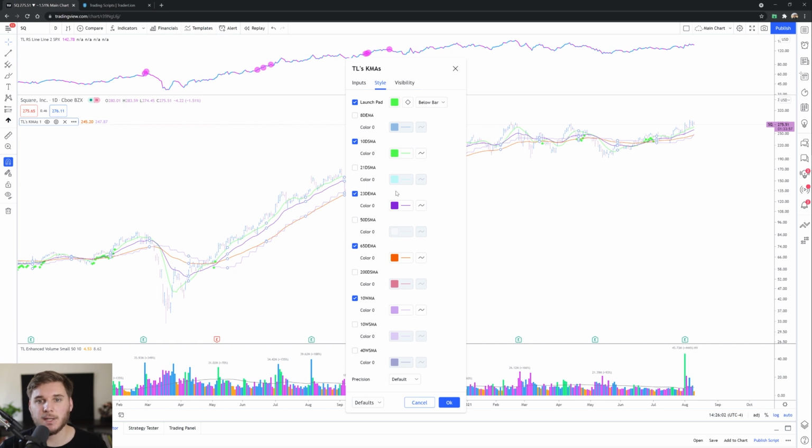But in general, I think it's great to have a pretty short term, maybe an 8-day, 10-day, a kind of intermediate term, 20 to 25 exponential, and then a longer term 50-day, 65. And then obviously a 200-day is great for the overall trend of a stock. So play around with this.